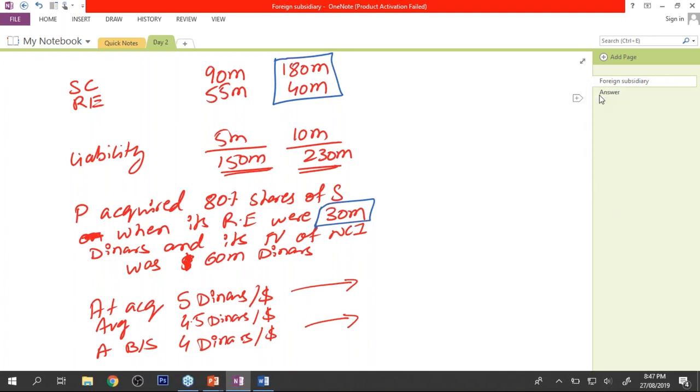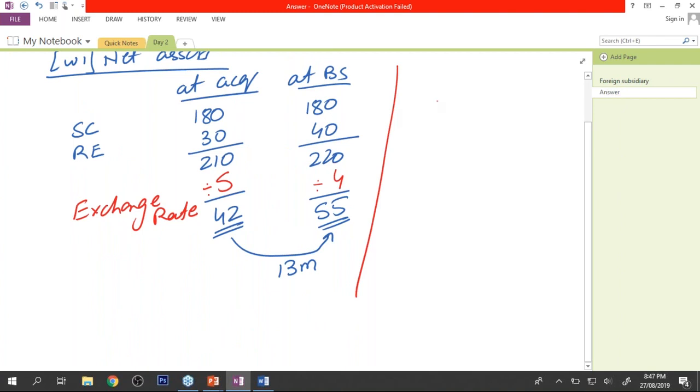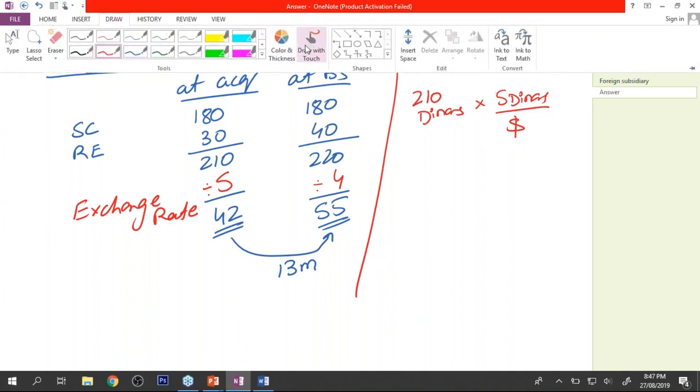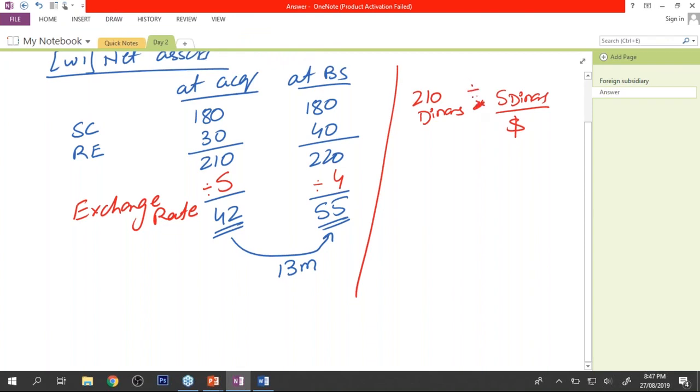Okay, so let me tell you how to decide the multiplication and division rule. We actually have 210 dinars. If we multiply it by 5 dinars per dollar, the answer will be dinar squared per dollar, which is nothing meaningful. So we should divide it by 5 dinars per dollar. Normal mathematics says that if you convert the division sign to the multiplication sign, it becomes the reciprocal. So in this, the dinar and dinar will be cancelled and we are going to get $42 million.